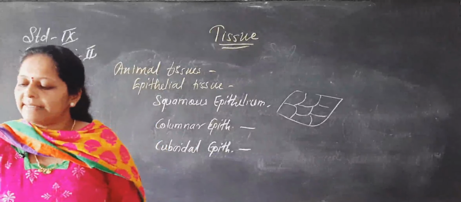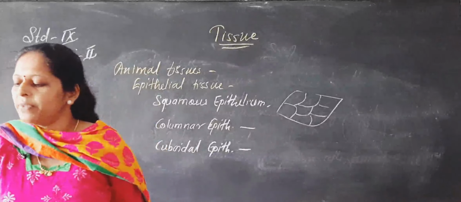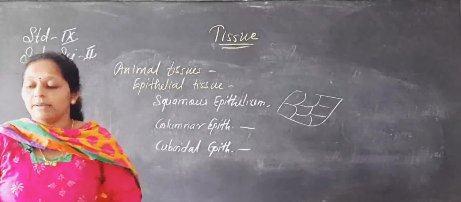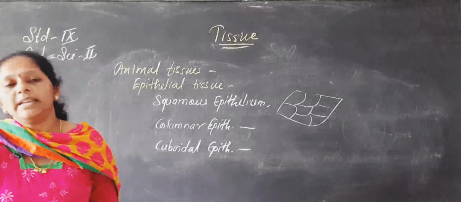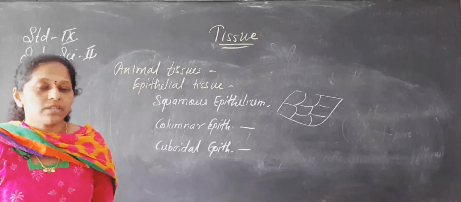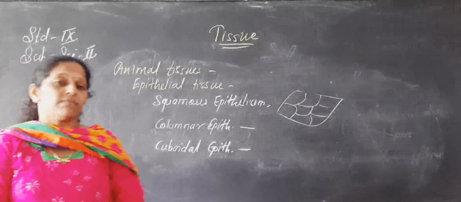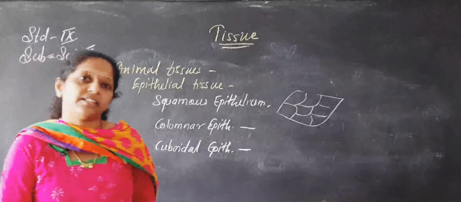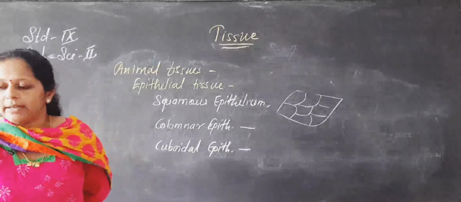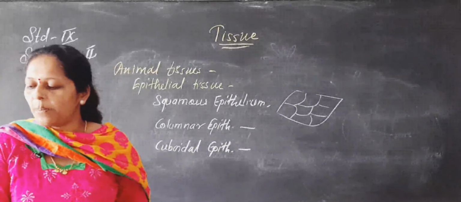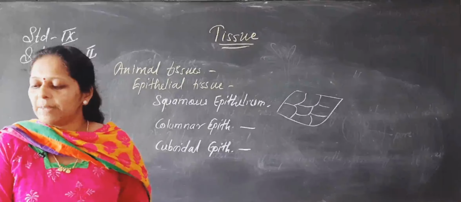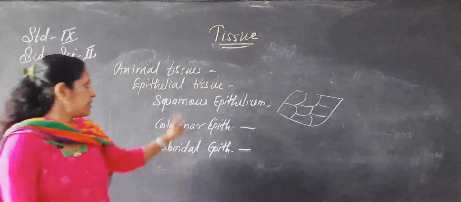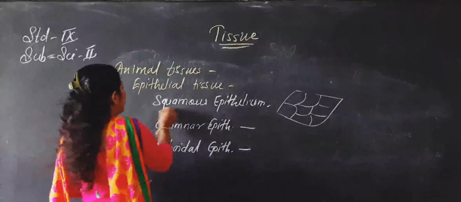Next, skin epithelial cells are arranged in many layers to prevent wear and tear. As you know, sometimes injuries or scratches occur, so for that purpose skin epithelial cells are arranged in many layers. Since they are arranged in layers, the epithelium is called a stratified squamous epithelium, which is present on the skin.